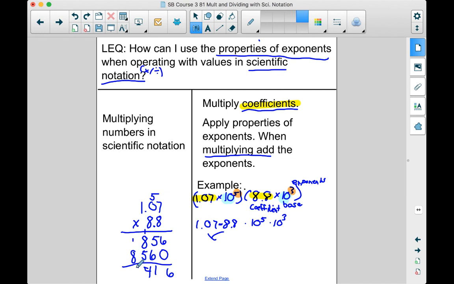Carry my 1, 9. Now remember with my operations or my decimals, I have to count my decimal places. So there I have 2, 1, 2 place values. Here I have 1. So in this answer here, my product, I'm going to have 1, 2, 3, because I add my 2 and my 1 to get 3. So here my new coefficient is 9.